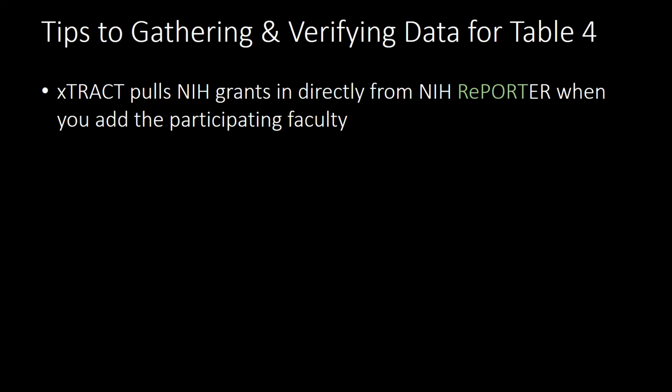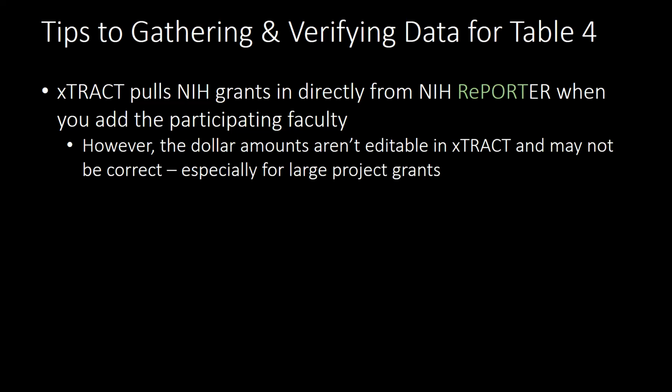So one of the cool features of Extract is, once you put in that faculty member's name, it will automatically pull in all the NIH funding from whatever's in NIH Reporter, which is great, right? However, sometimes the dollar amounts are not correct, because maybe they're the lead PI on a P30 and it lists all of the P30 cores' direct costs. Well, that's not correct. That's not exactly what that particular PI is receiving. That could be that amount over 10 PIs or 5 PIs. So unfortunately, it's not editable in Extract.